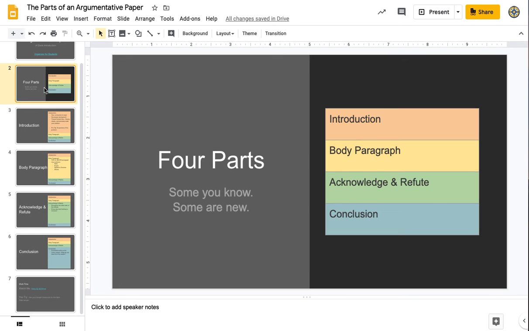Let's go back to this slide. I hope you found this informative, and I hope you realize that there are 4 components, 4 big parts of an argumentative or persuasive piece of writing, and I hope you remember to use those in your writing.